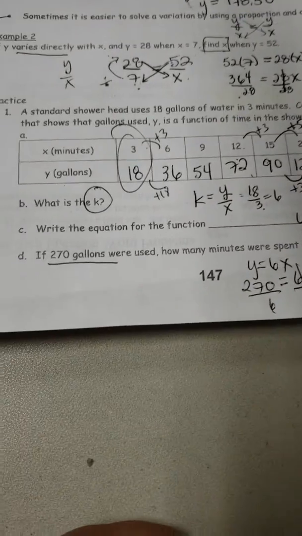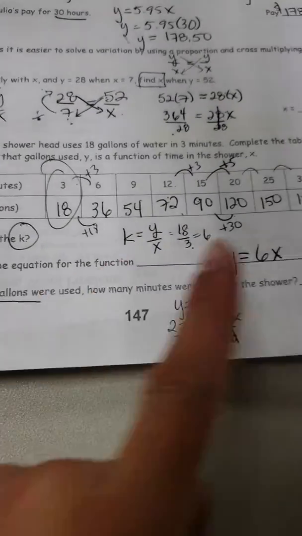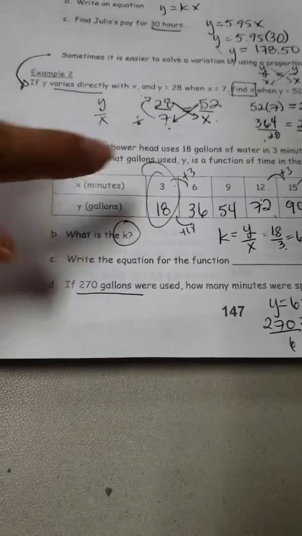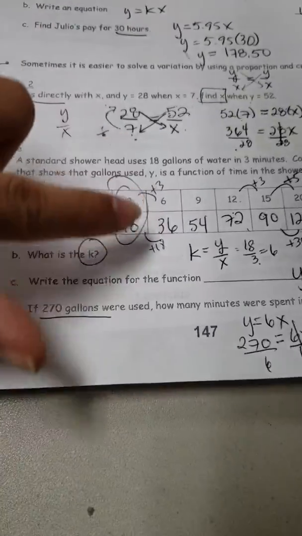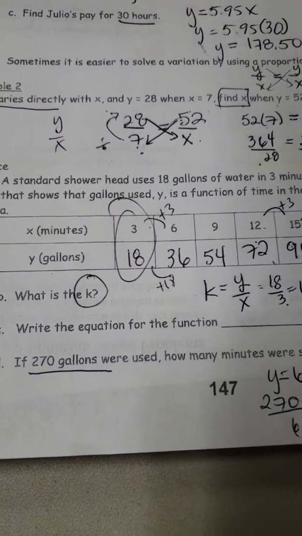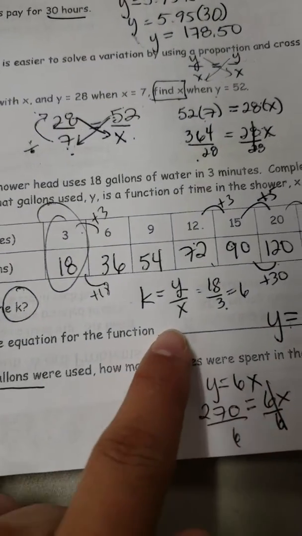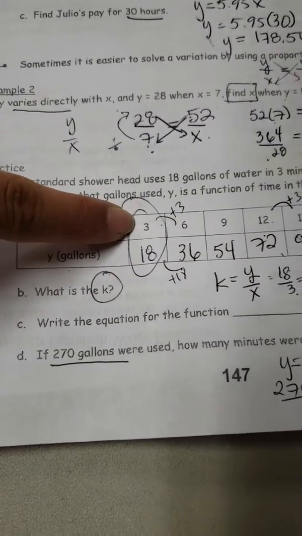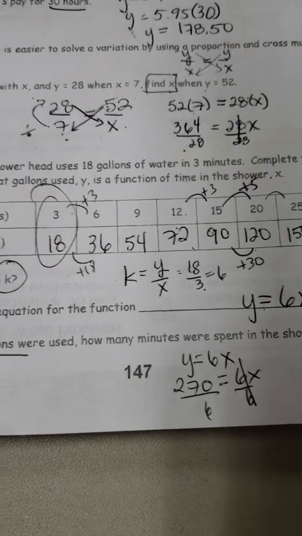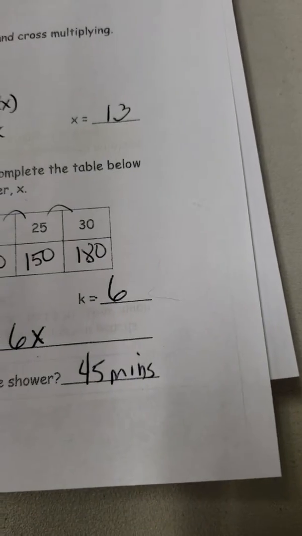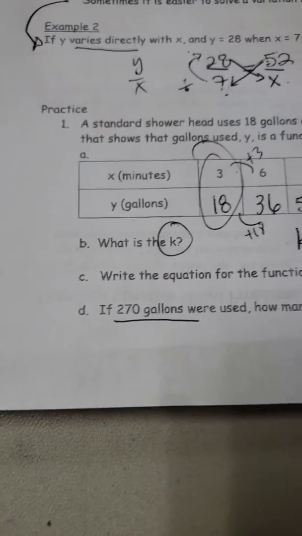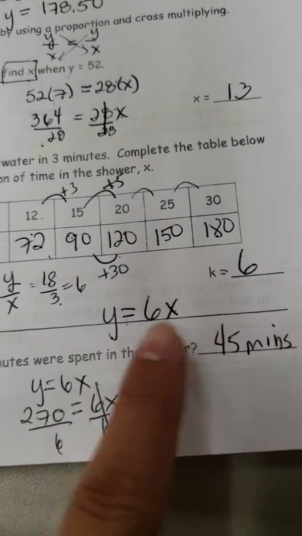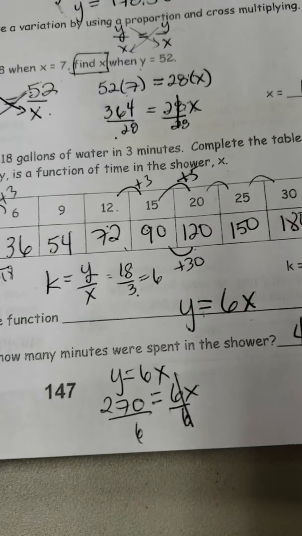All right, next part. They give us a little scenario. We have to fill in the table. Then it asks us for the k. All you need is one value here, one coordinate point. And remember that k is y divided by x. So we got the y value divided by the x value. So 18 divided by 3 gave me 6. So our k is 6. The next part says write the equation. Remember, it's y equals kx. So k is 6, so we just put it in front of the x, and that's our equation.